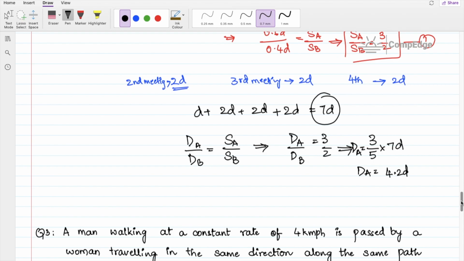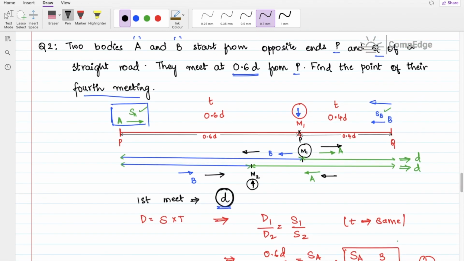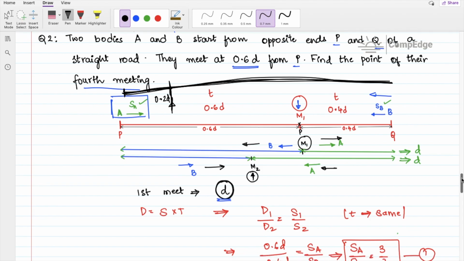Now where is 4.2d? You cover a distance of d from P to Q, again go back d, again go back d, again go back. So 4 times you go to and fro, and after that you cover a distance of 0.2d from A. So where is the fourth meeting? The fourth meeting would be at 0.2d from A.